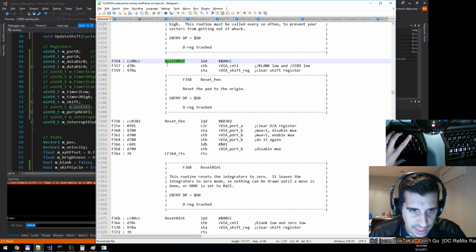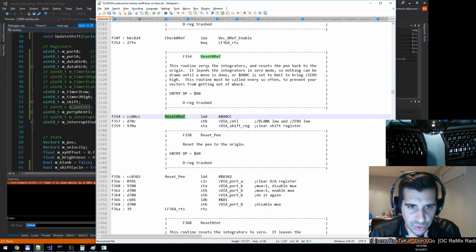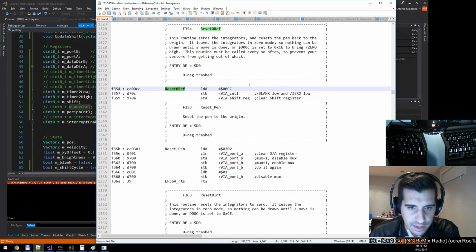Yeah, so you see, this is reset 0 ref. This routine zeroes the integrators and resets the pen back to origin. It leaves integrators in 0 mode, so nothing can be drawn until a move is done, or D00C is set to 0xC to bring 0 high. This routine must be called every so often to prevent your vectors from getting out of whack.